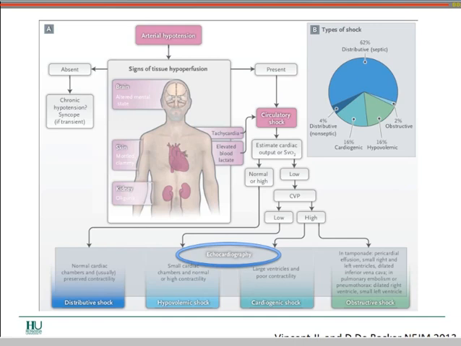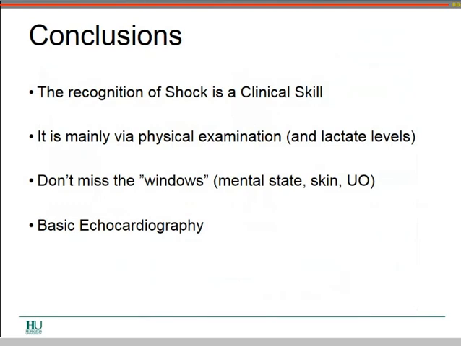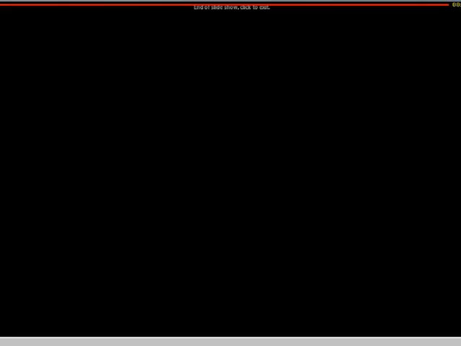So this is all clinical, and I really think we need to go back to basics to make sure we don't miss this patient. So the recognition of shock is still a clinical skill. It is mainly really via clinical physical examination. Let's not miss the important windows: the mental state, the skin, the urine output. Have a look at the blood pressure, and, if you can, also try to bring some basic echocardiography to your units. Thank you.